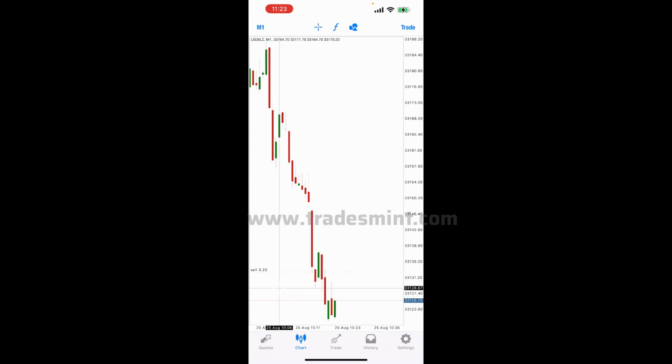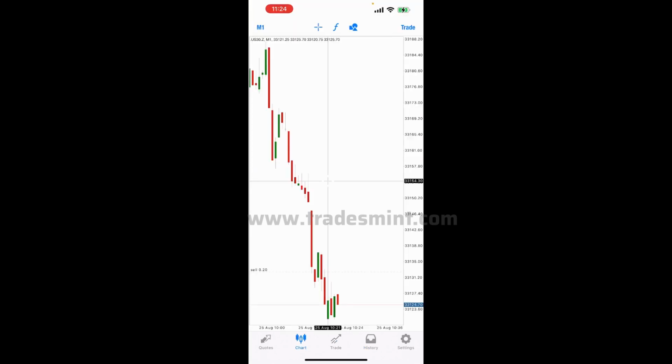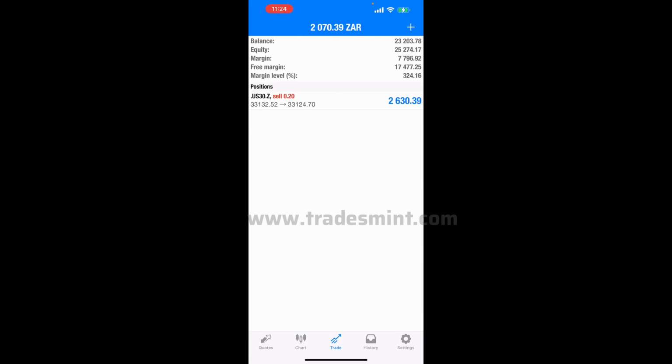I'm just doing this for the demonstration and for you guys to know what it is that I'm talking about. Obviously, the pips are very small. They're very short because I just opened this account now, and I'm doing this for the demonstration for you guys to understand what it is that I was referring to.